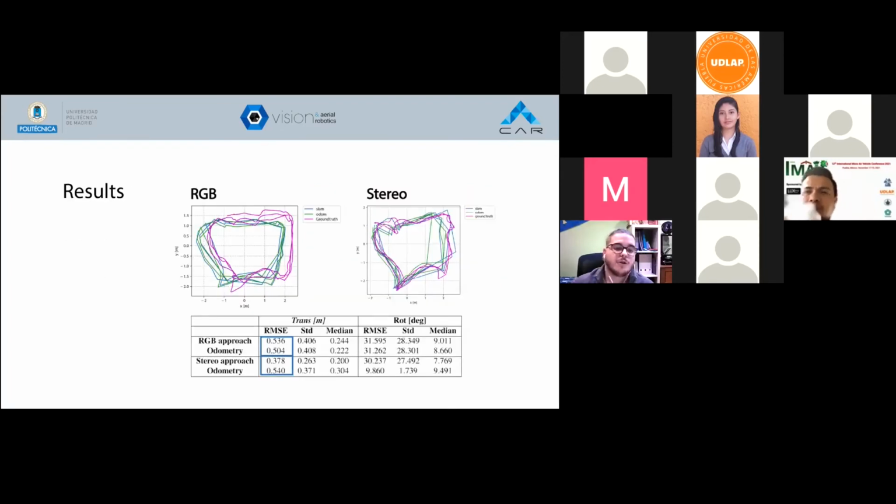So for the results, as shown in the table, the object position estimation using the RGB image approach is not capable at all of improving the robot pose estimation. Actually, on the contrary, it makes it worse. However, the stereo approach is able to correct the trajectory, reducing the absolute trajectory error by around 0.16 meters.